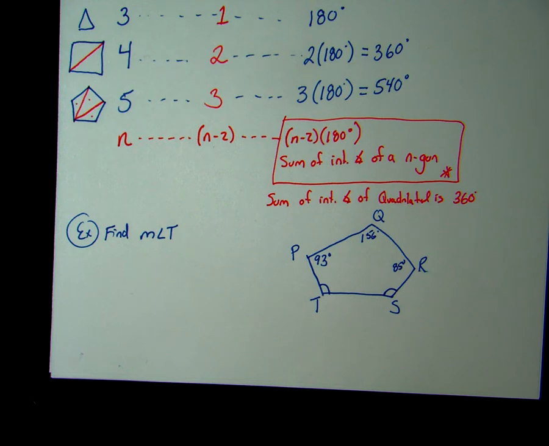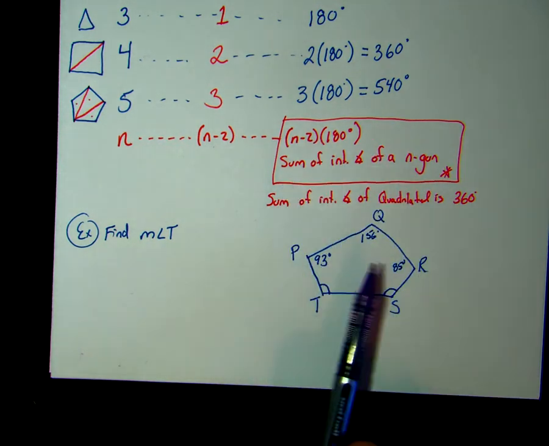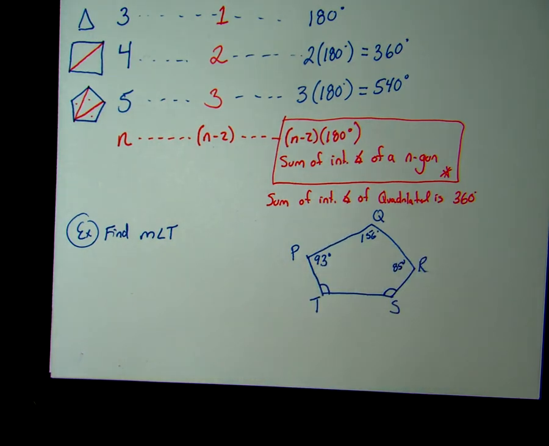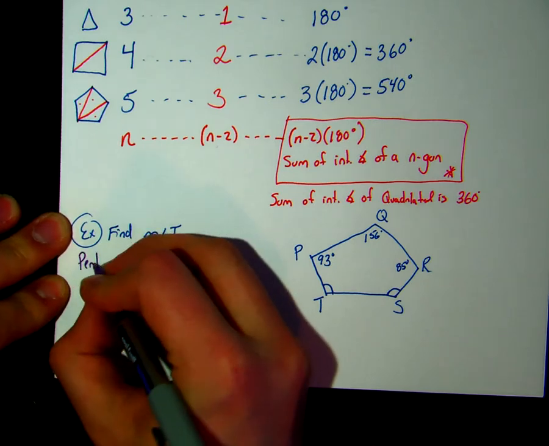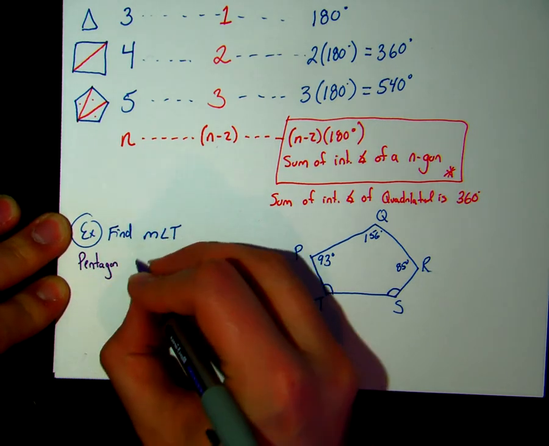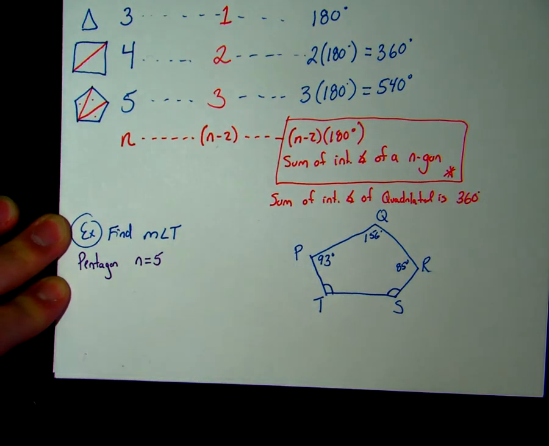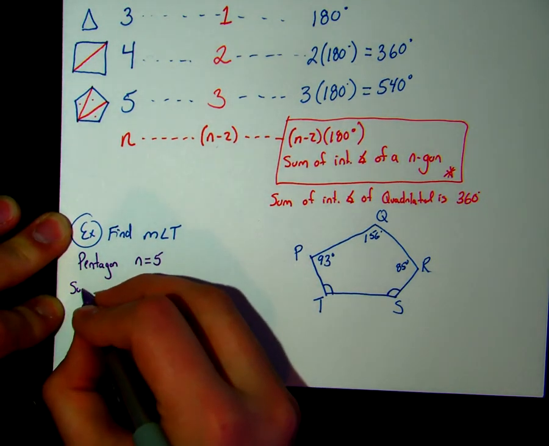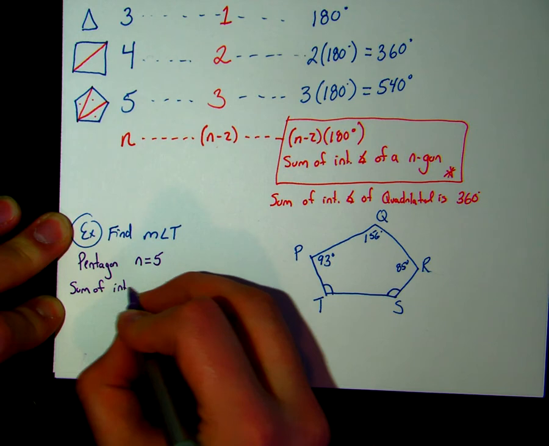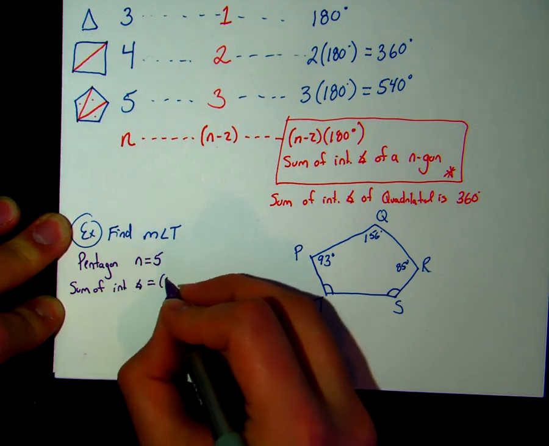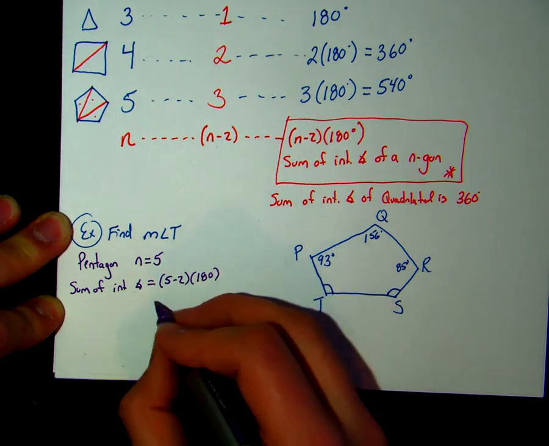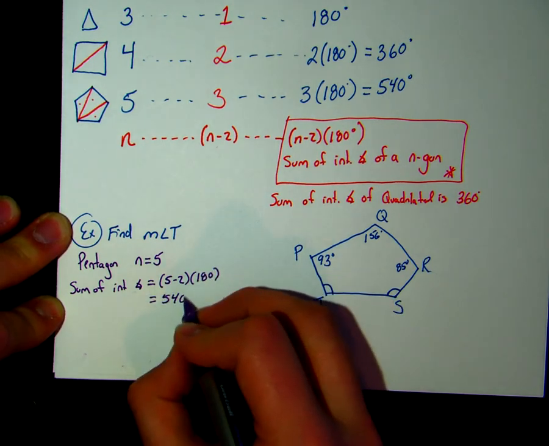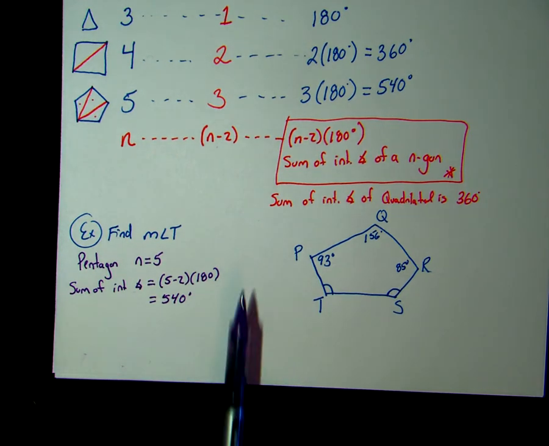So where we're going to start here, we're going to use this theorem that we have. First thing we have to figure out is how big of a shape we have. This is a pentagon. So because we have a pentagon, our number of sides is 5. So the sum of these interior angles is the number of sides minus 2, times 180. And this ends up being 540 degrees. We can also kind of cheat. Look up here. We already did pentagon in our example before.